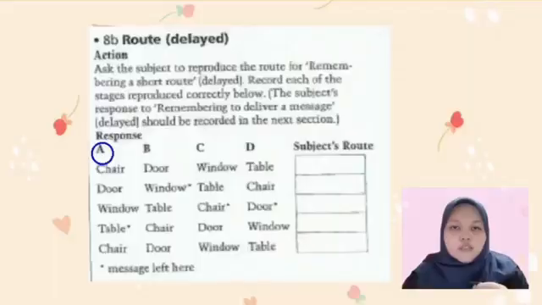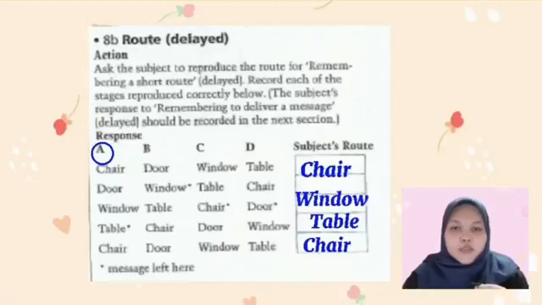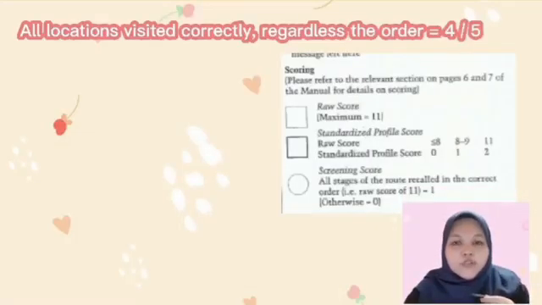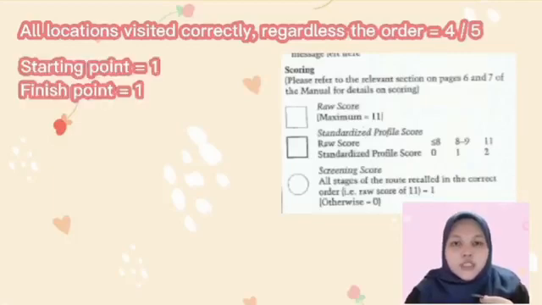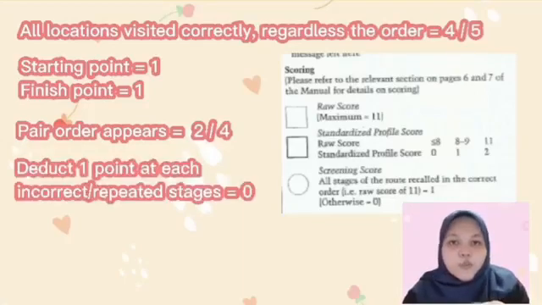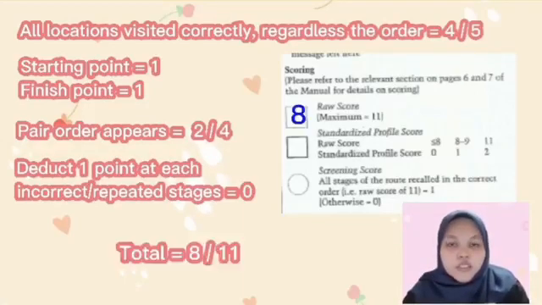Okay, that's good. The client's route is from the chair, window, table and back to the chair again. The client was only able to visit 4 out of 5 locations correctly and also start and finish at the correct location. The pair orders that appear in the client's route are 2 out of 4 pair orders. No point is deducted, so the raw score is 8 with standardized profile score 0.